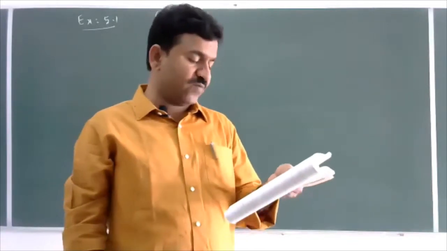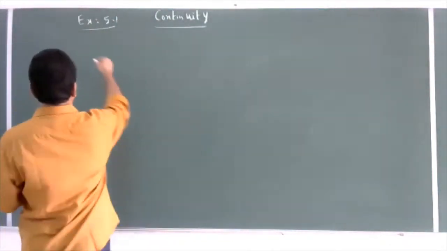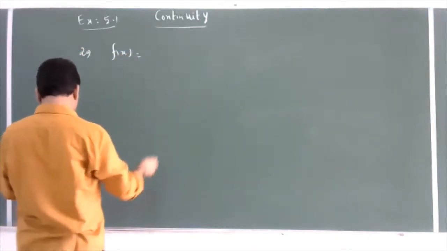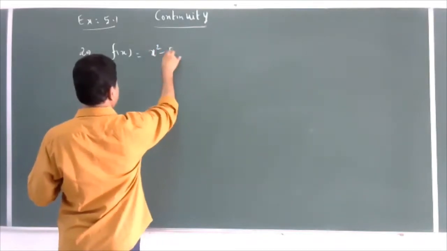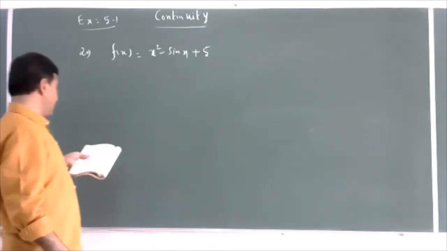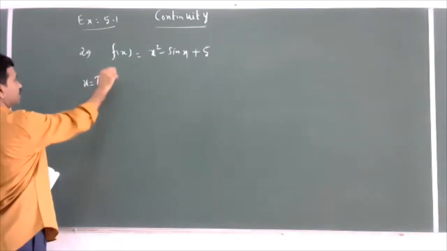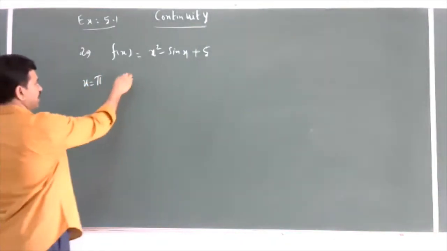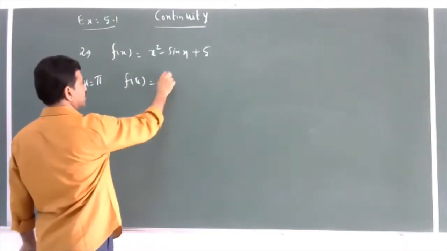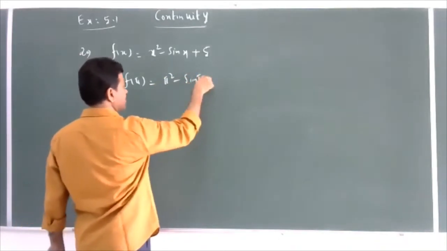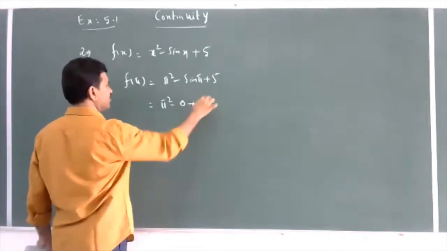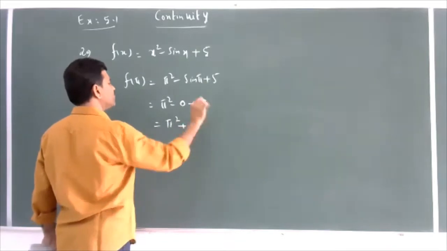Next problem. Is the function defined by f of x equals x square minus sine x plus 5 continuous at x equals pi? The point is x equals pi. Find the function value first, f of pi. Pi square minus sine pi plus 5. So pi square minus sine pi value 0 plus 5. So the answer is pi square plus 5.